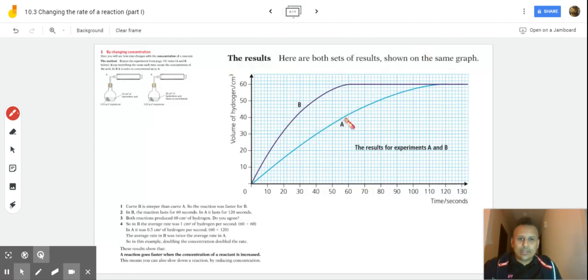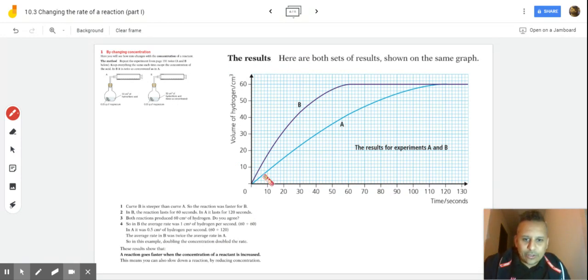Now, when we look at the results of this experiment, the curve should be familiar because we were able to look at that to a great extent in the lessons before the Eid holiday. But here we have two different curves.